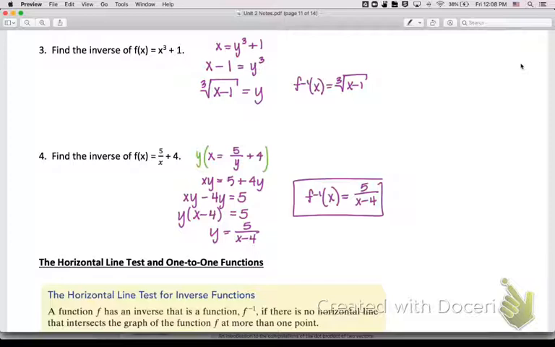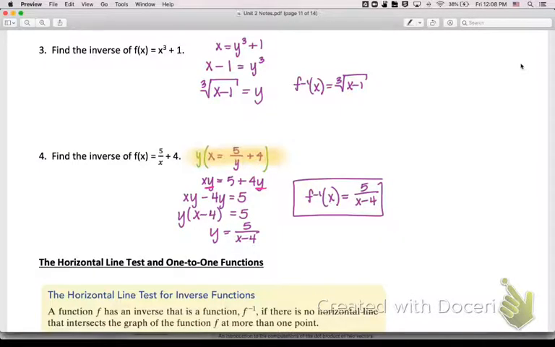Number 4, we have to do a little bit more of our fancy rearranging here because you end up with y in the denominator of a fraction. So the first thing that I did was to multiply both sides of the equation by y. When we do that, you can see now that I have y on both sides of the equation. So we rearrange it so that all the y's are on the left. And then we factor out the y and divide by x minus 4, and that's how we get y by itself. So we can rename that now as f inverse of x.